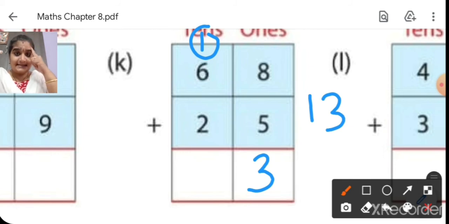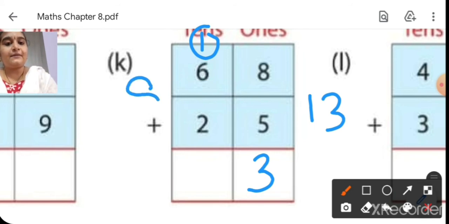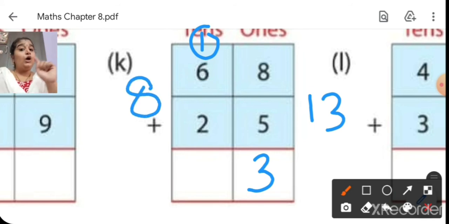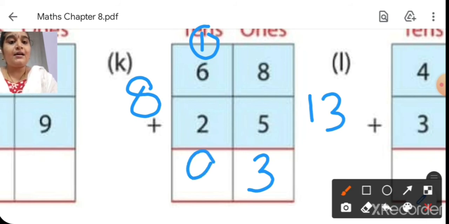Next, 6 in the mind, 2 in the finger. After 6, 7, 8. So write 8 here. Now add 8 and 1. 8 in the mind, 1 in the finger. After 8, 9. So the answer is 93. Okay, children?